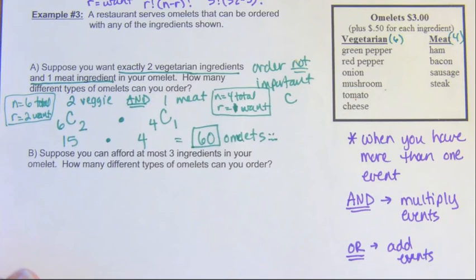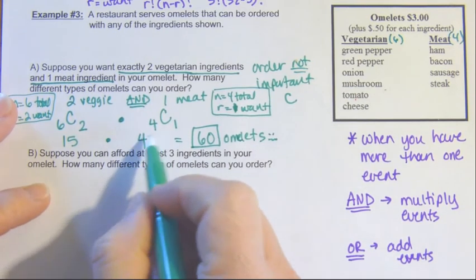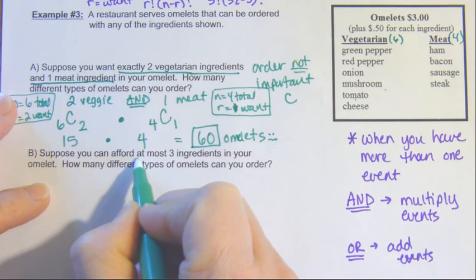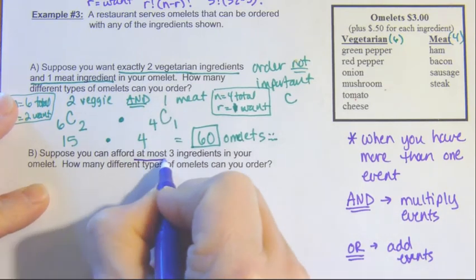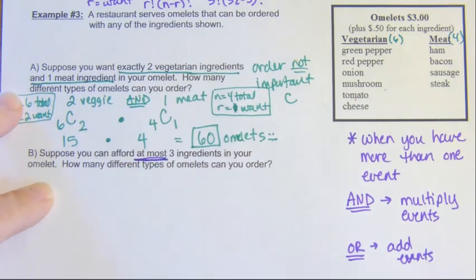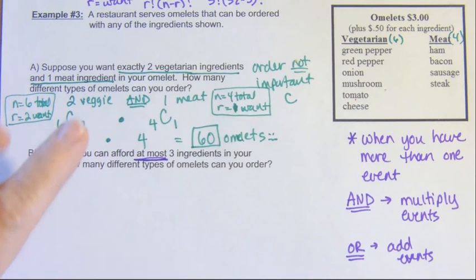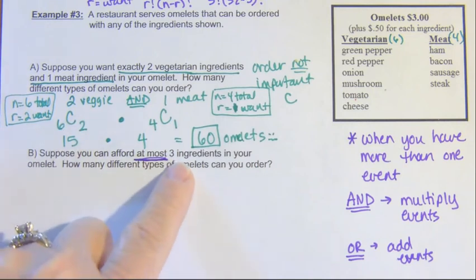All right, let's try another one. This one's tricky, so stick with me. There's one like this on your Buzz homework too. What makes this one tricky are these words right here, at most. Sometimes you're going to see at most, or you're going to see at least. At most means the most that I want is 3 ingredients.